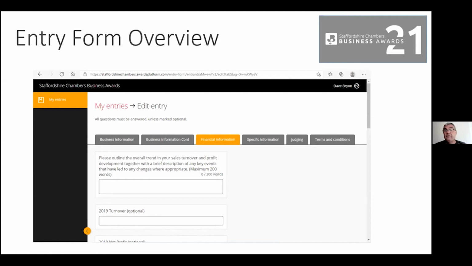But if things have changed because of the pandemic and there's a justifiable reason for that, and we can explain that, then note that down, and what you're doing to manage through the pandemic and what's happened as we come out the other side. You can see the turnover in there as well. They're all optional. So we've got 2019, 2020, and then a forecast for 2021. They're all optional in there.